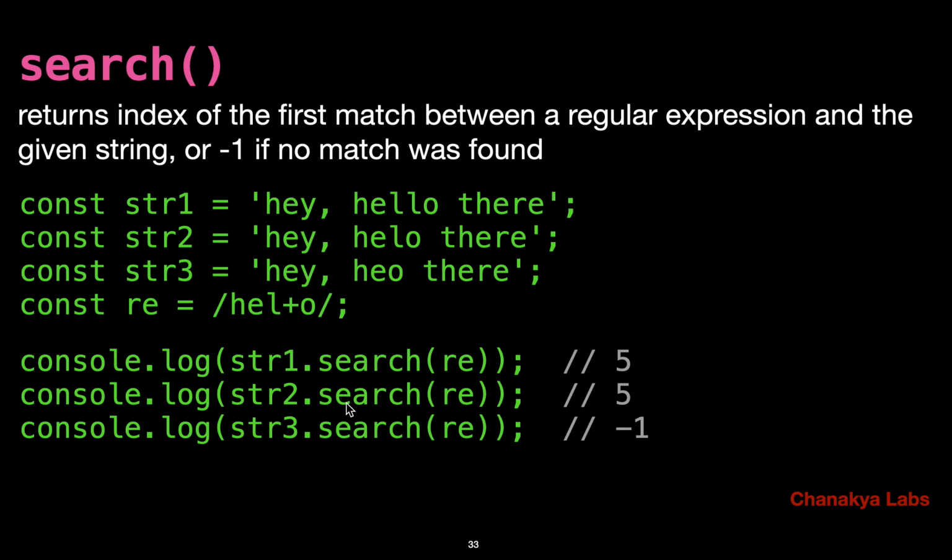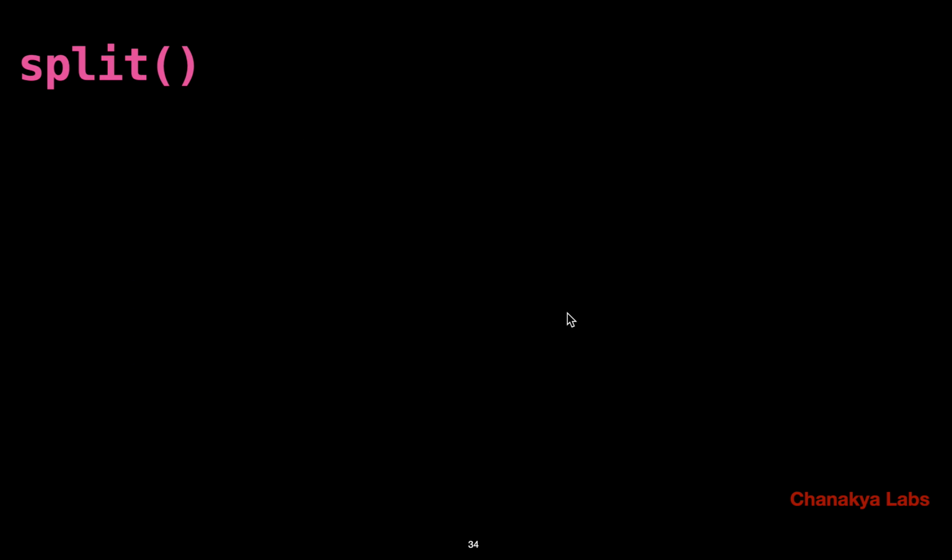Again you do the same thing, dot search re, the same regular expression will match here, but now it will match HELLO, because this is a regular expression which is accounting for one L and two L's both, right? And that's why this will also match and return the index where that is found, so 5. But if you run the same thing on str3, then this pattern is not found here. So like indexOf, it also returns -1. So this is just a more powerful version of indexOf.